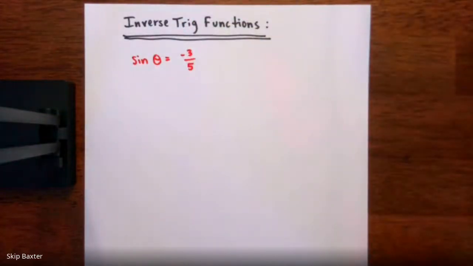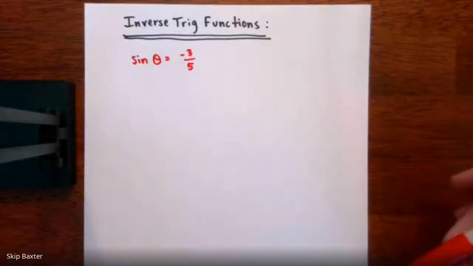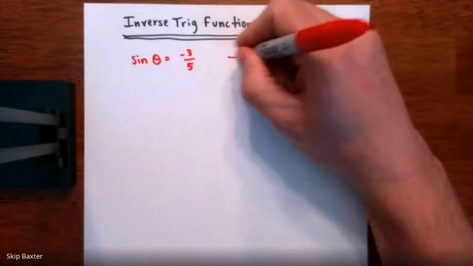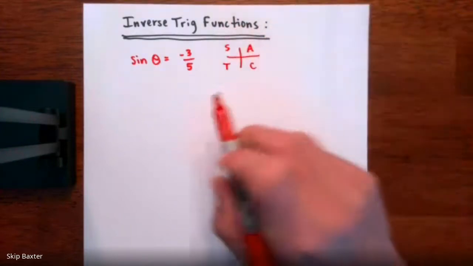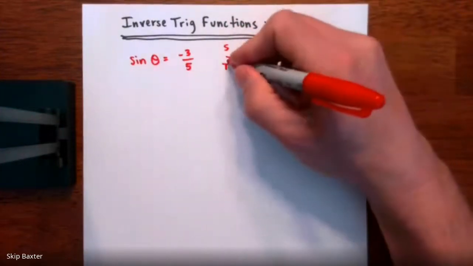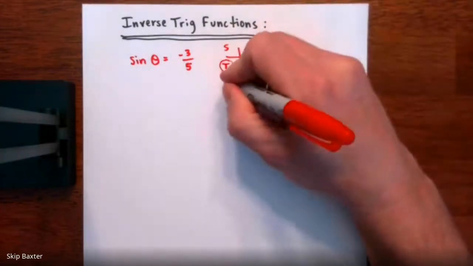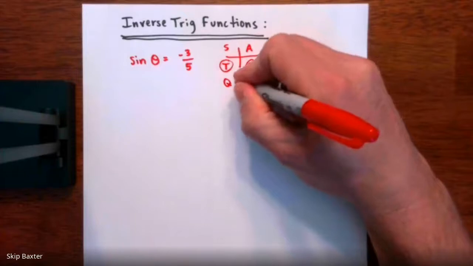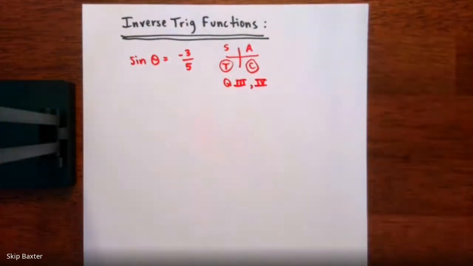right? Well, the first thing you could do is you know that since the sine value is negative, it has to be in one of two quadrants. If I look at my little acronym, All Students Take Calculus, if sine is negative, it could be in quadrant 3 or 4, right? So that's the first thing that I want to recognize about this problem: the answer is not going to be unique. There's going to be more than one answer here.